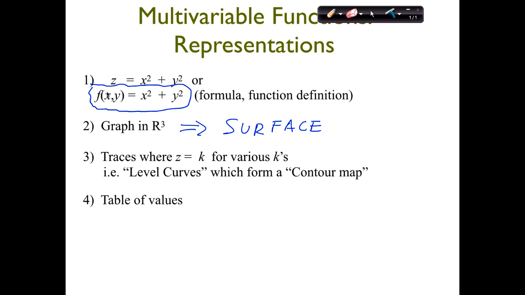Okay, so we've done 1, 2, and 4. You had a little bit of homework on those. So what about traces? Traces, we've seen this before. So traces for z equals k form level curves. And those level curves put together form a contour map. So we have done a little bit of this before. We're going to do some more.